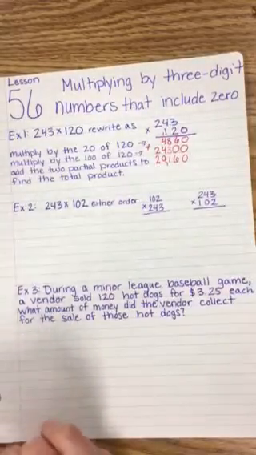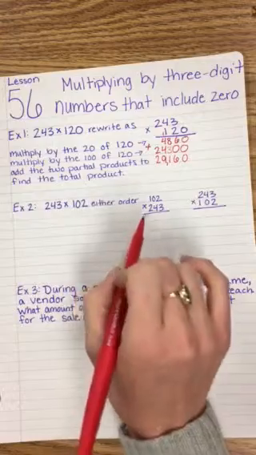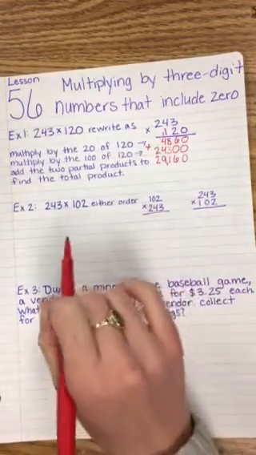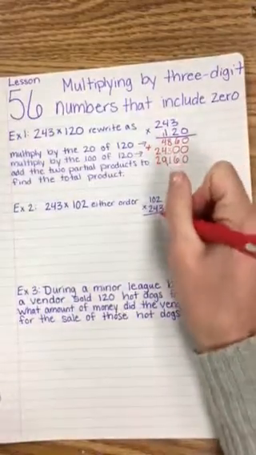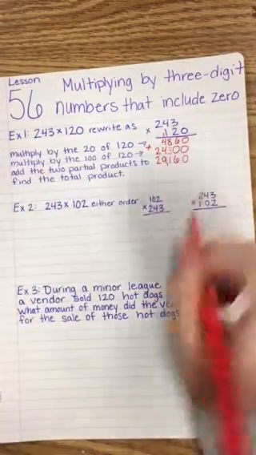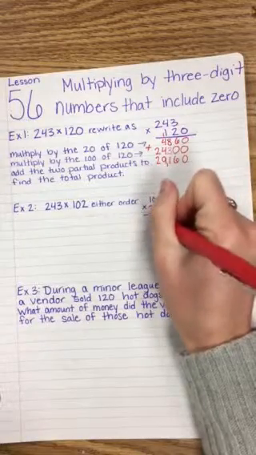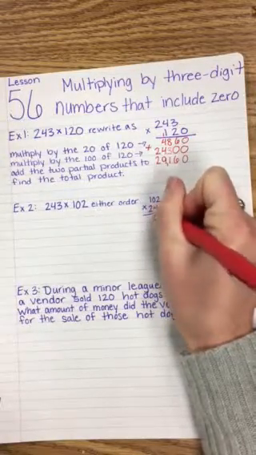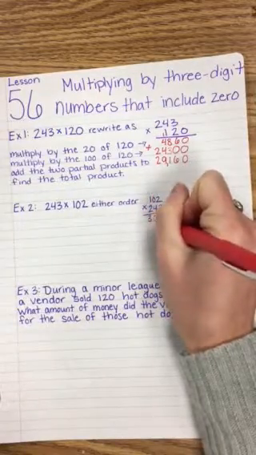Example 2, multiplying 243 by 102 in either order. So I'm going to show you something. So we're going to first multiply it this way. 102 times 243 is going to be 6. 3 times 0 is 0, and 3 times 1 is 3. Then we're going to add our 0 down here.